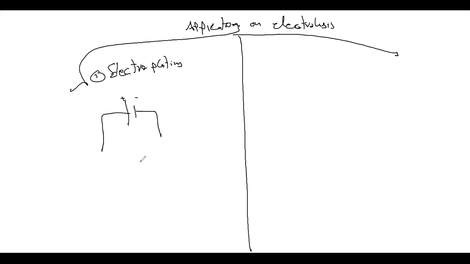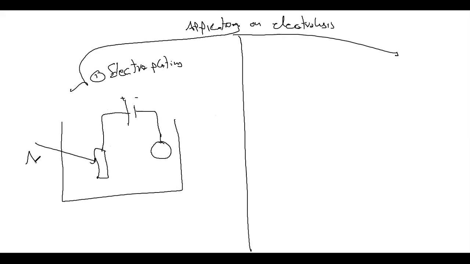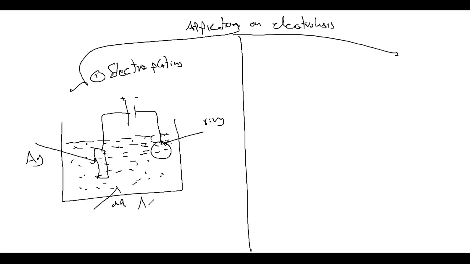If we want to make electroplating for a ring, the ring will be the cathode, and the silver will be the anode. For example, the silver must be anode, and the ring will be cathode. And then the electrolyte must be an aqueous solution of the anode, and the ring must be completely immersed. Aqueous silver nitrate. You must say aqueous or solution.